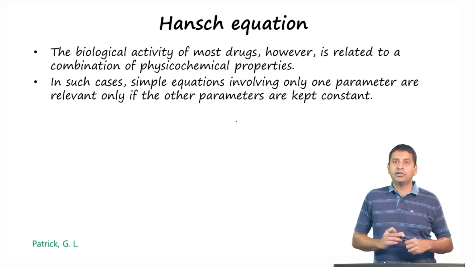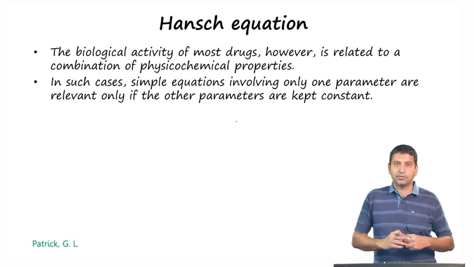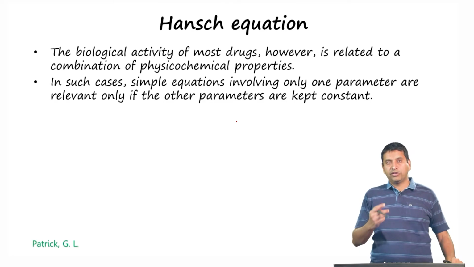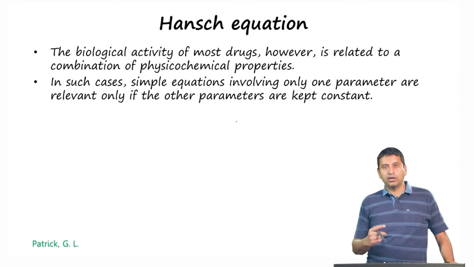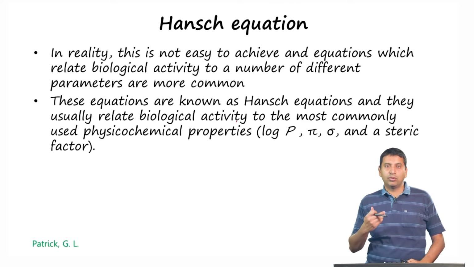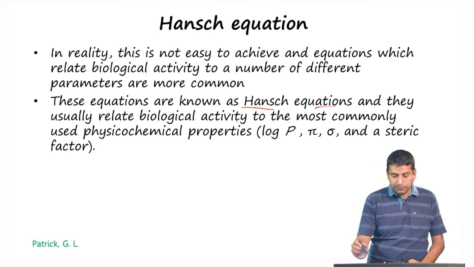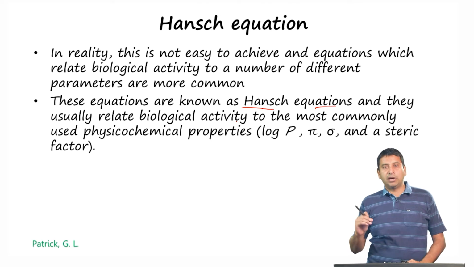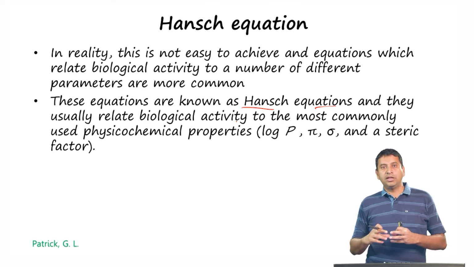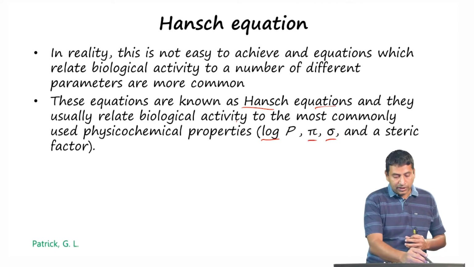But the biological activity of most drugs is related to the combination of these physico-chemical properties. So, here simple equations using only one parameter are not very useful. Okay. So, therefore, we would want to start incorporating these parameters in the equation that we want to construct. These equations are known as Hansch equations, and they usually relate biological activity to the most commonly used physico-chemical properties, that is log P, pi, sigma and a steric factor.